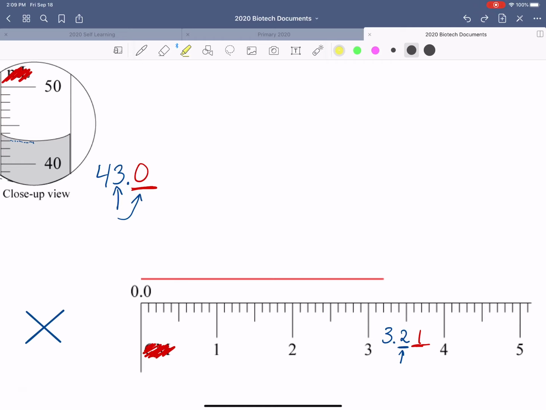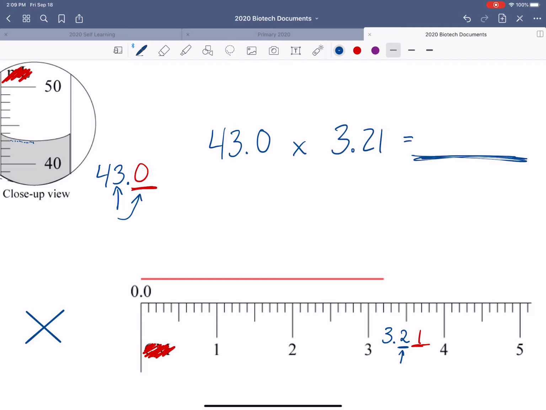You need to know how to do sig figs as it relates to calculations involving both subtraction and addition. And then there's a separate set of rules for multiplication and division. Here, we're going to do 43.0 times 3.21 and then come up with our answer. The thing that we need to do correctly here is make sure that our answer is reporting the correct number of sig figs based on these two different measurements we got. Because of the rules of multiplication and division, I need to know how many sig figs each of my numbers has before I do my calculation.